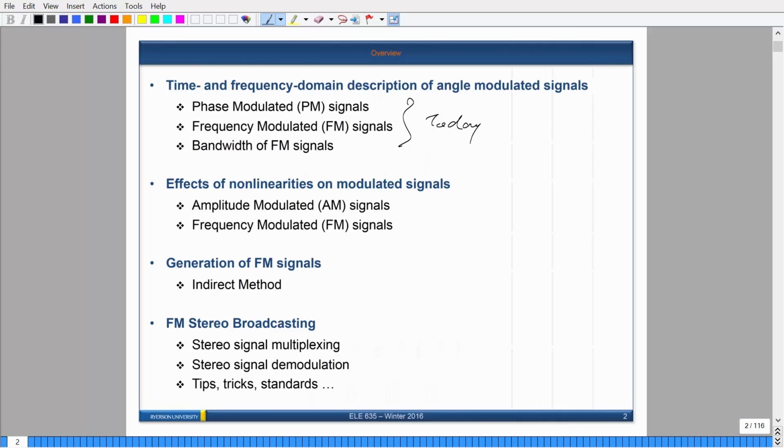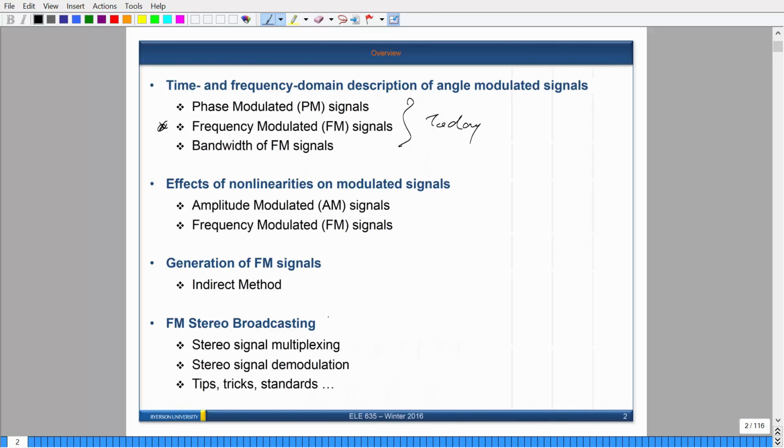So taking a look at phase modulated signals and frequency modulated signals. FM is the one that's used the most, okay? And then we'll take a look at bandwidth of frequency modulated signals. Dealing with bandwidth for FM signals is a completely different ballgame. It's actually a lot more difficult to analyze the bandwidth requirements, and we're going to talk about that today, okay?